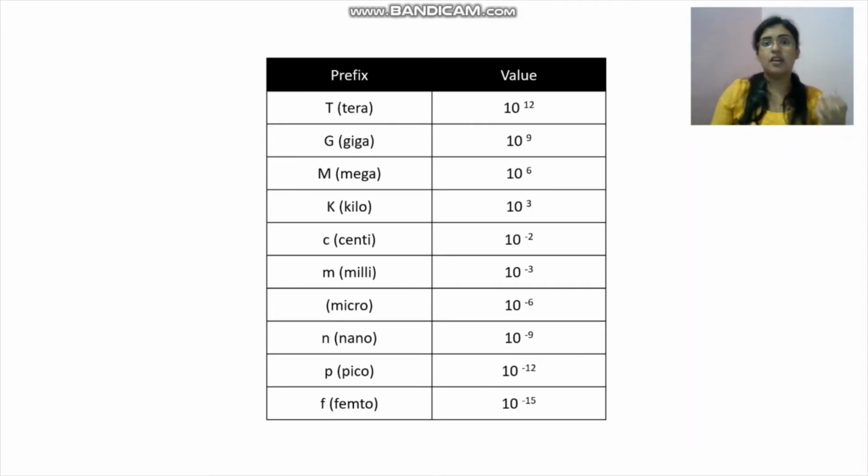And centi, like we have centimeter and things like that, corresponds to 10 raised to minus 2. Milli is 10 raised to minus 3. Micro is 10 raised to minus 6. Nano is 10 raised to minus 9. Pico is 10 raised to minus 12 and femto is 10 raised to minus 15. These are the values for certain SI prefixes.